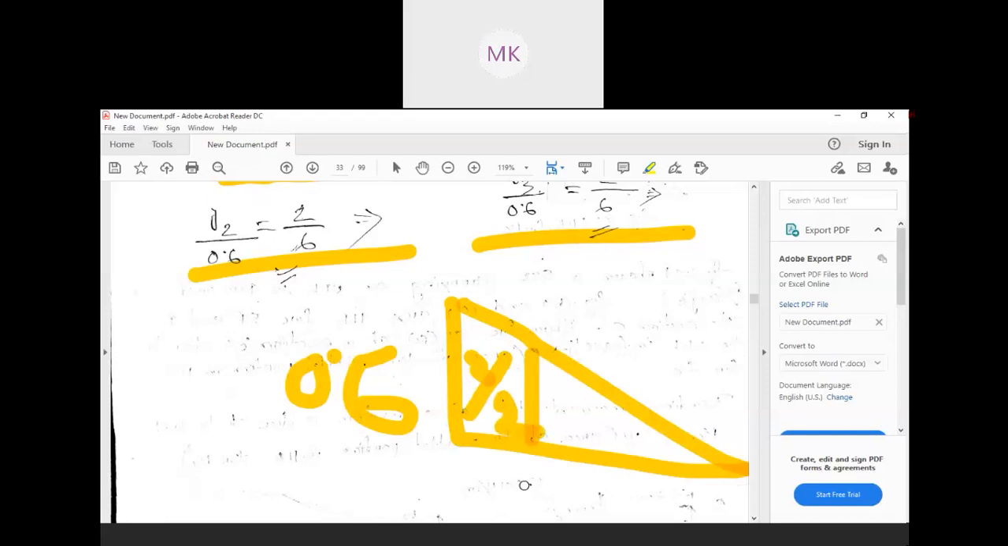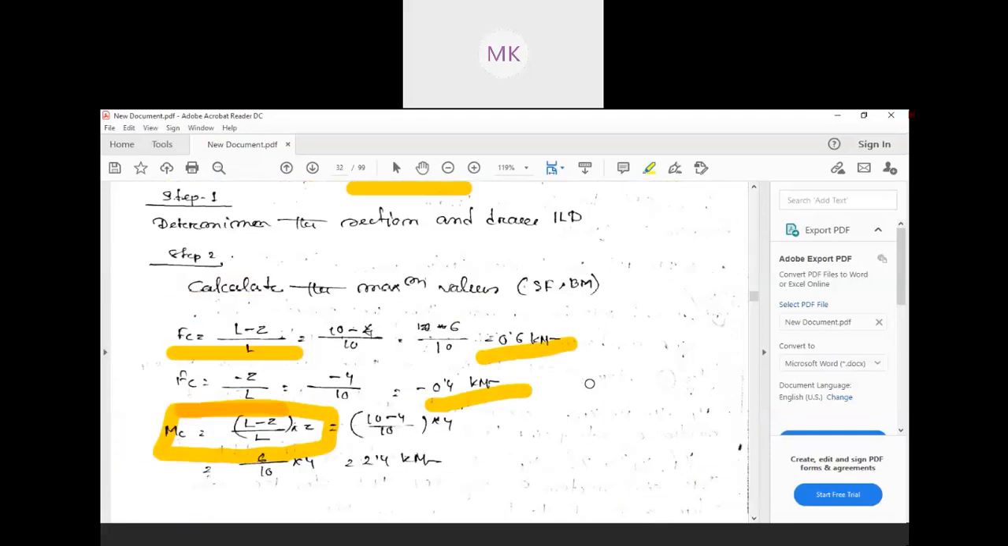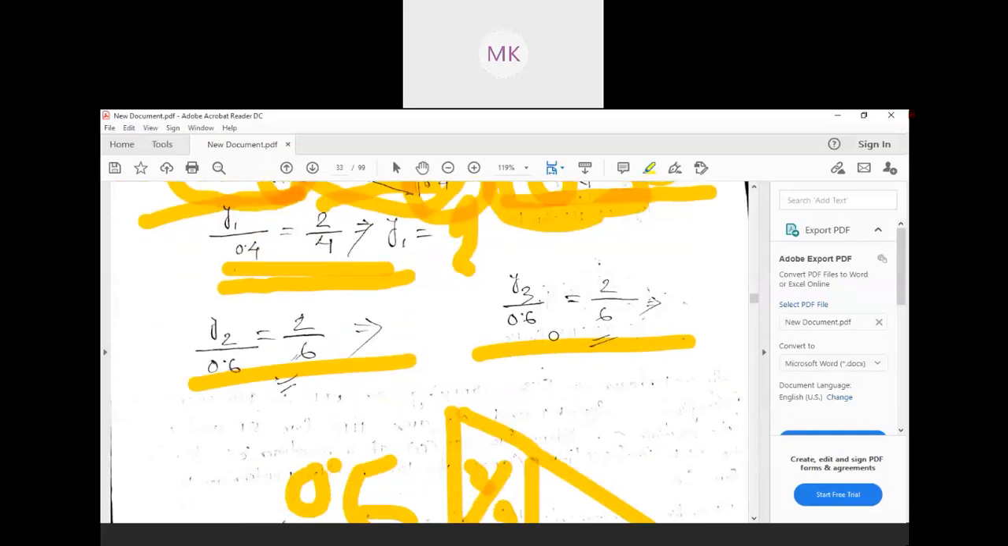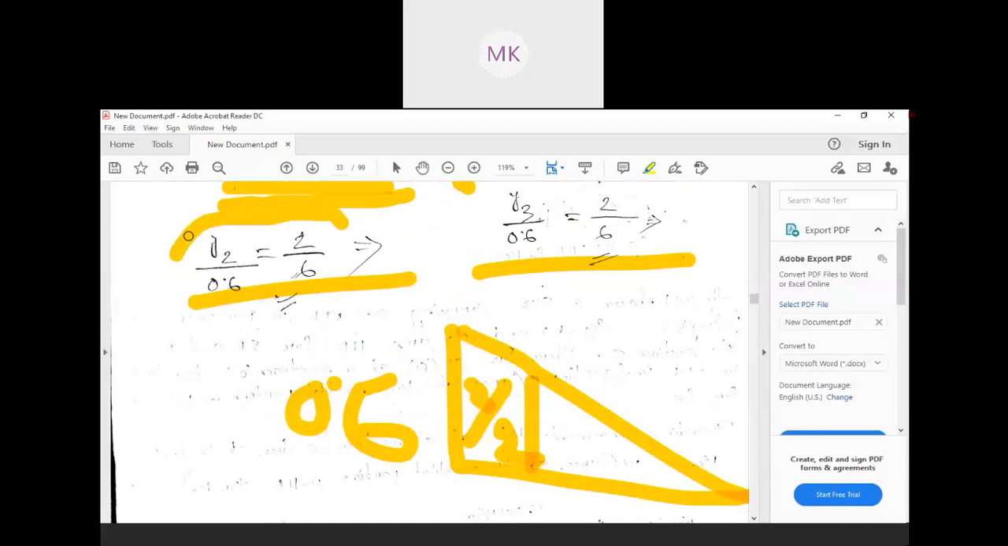Similarly, we need to consider y2 by 0.6 and the distance. For finding this y2, you need to consider the distance from here. Similarly, just put y2 by 0.6 is equal to 2 by 6. From here, you can easily say what your y2 is. And similarly, when you find y3, you can easily say what distance your y3 is.